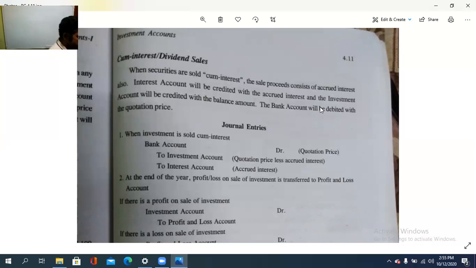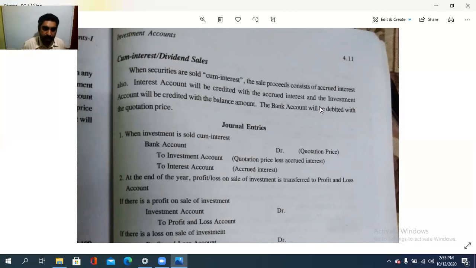So how is it to be? The entry will be bank account debit to investment account. If there is interest accrued, then bank account debit to investment account and to interest account. So when investment is sold cum-interest, bank account debit with the quotation price, to investment account with the quotation price less accrued interest, and to the interest account where the accrued interest is to be credited.